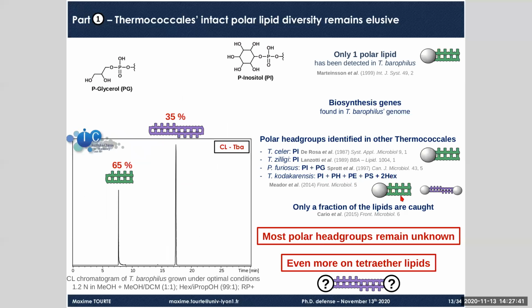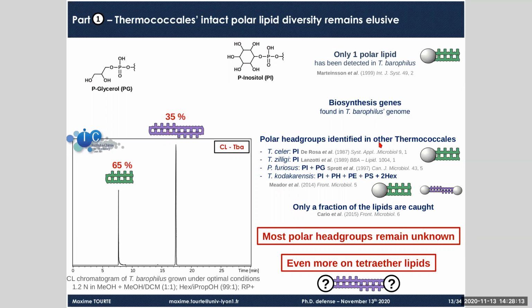In addition, most of the polar head groups that have been described for Thermococcales have been on diether lipids, in green here. But we know from the core lipids of this archaea that tetraethers, the bipolar lipids in purple here, represent a significant portion of their membrane. But which polar head groups are actually attached to these lipids remains largely unknown, even more than for diethers. But these were results that have been obtained more than 20 years ago.